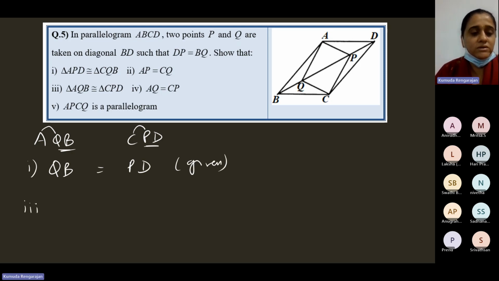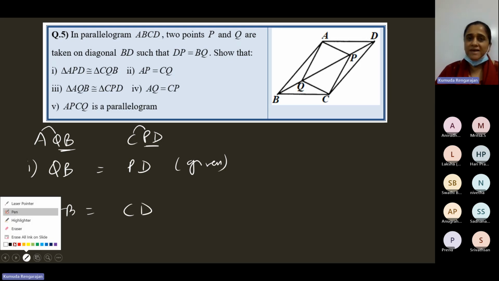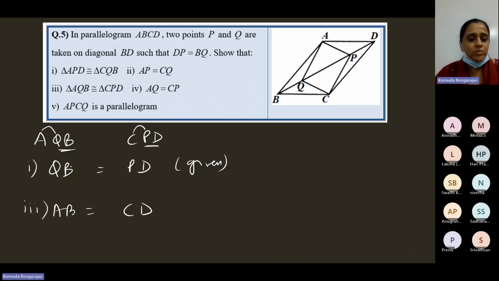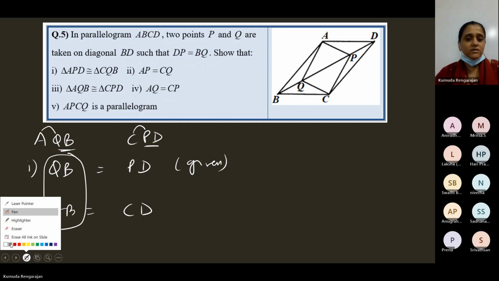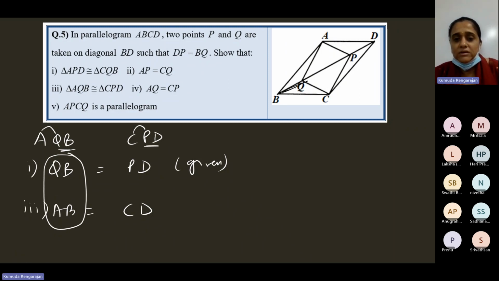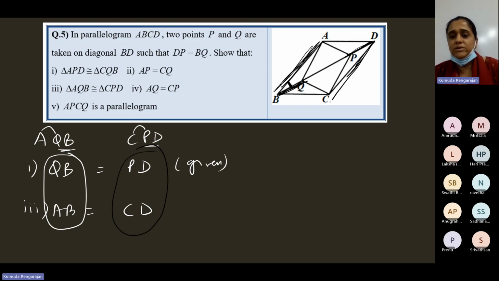Then what's the other one? AB equal to CD? Yes. Why? Opposite sides of parallelogram ABCD. So AB equals CD. Now it has to be SAS. So which is the angle between these two sides? QB and AB, this angle. And the angle between PD and CD, that is DC, this angle.